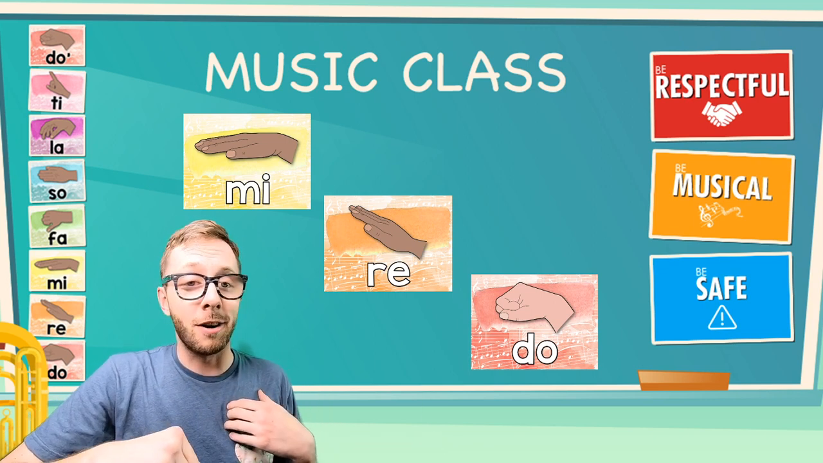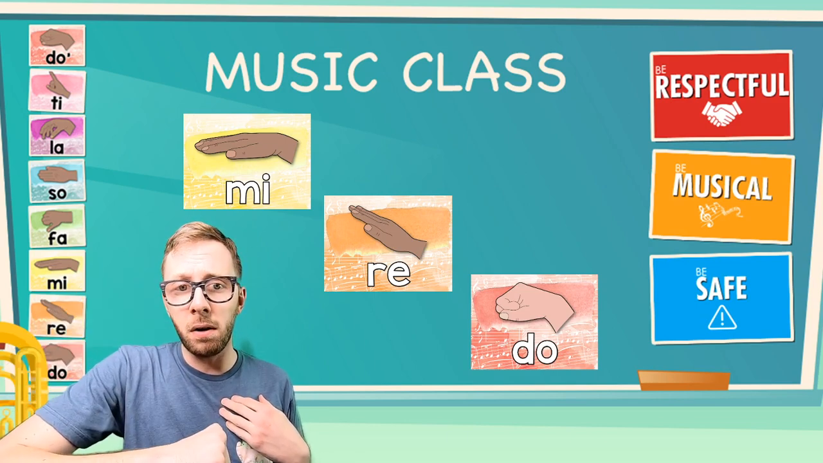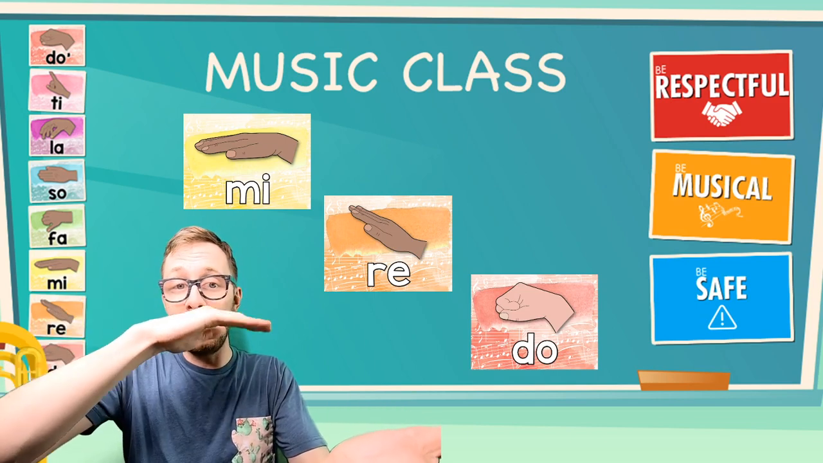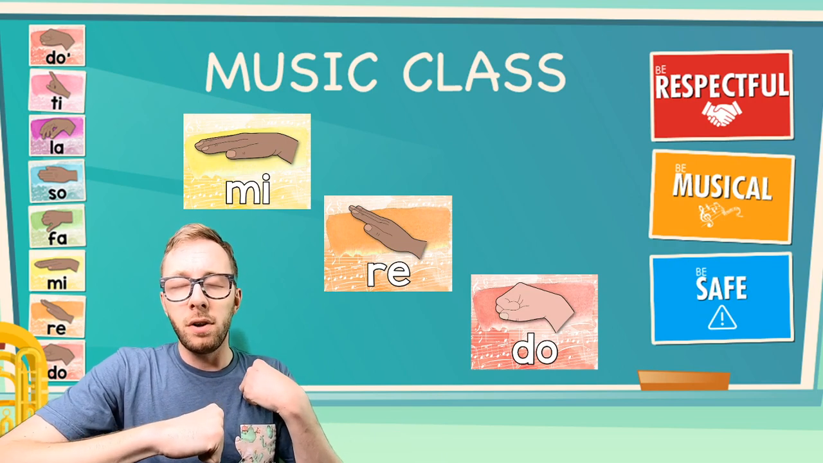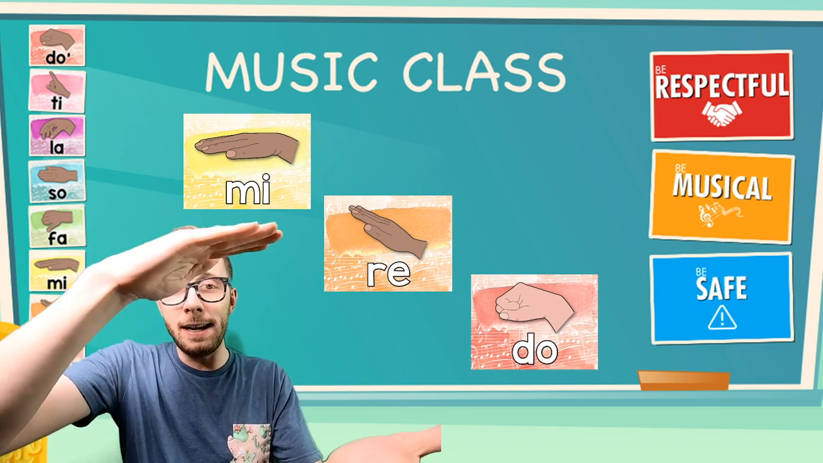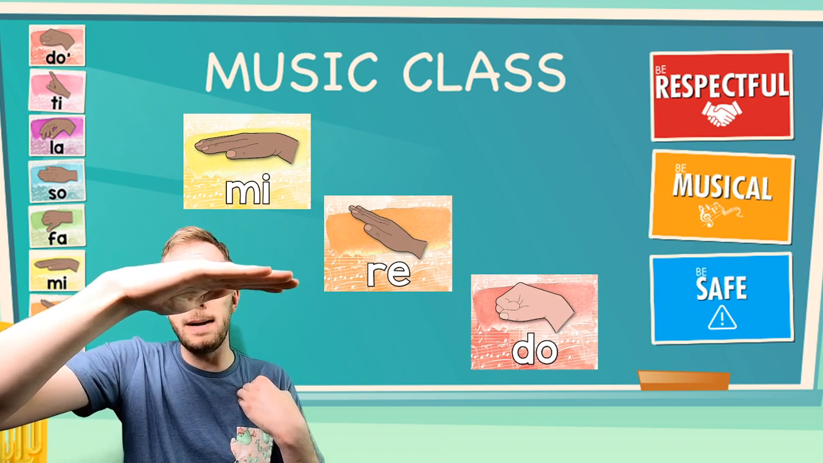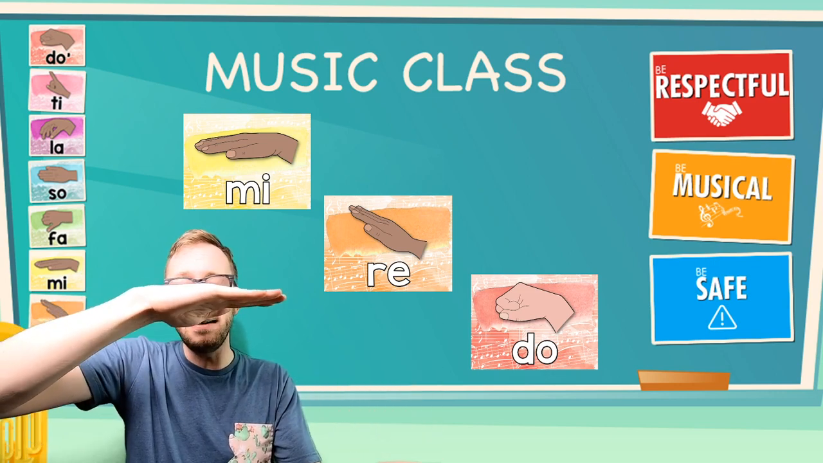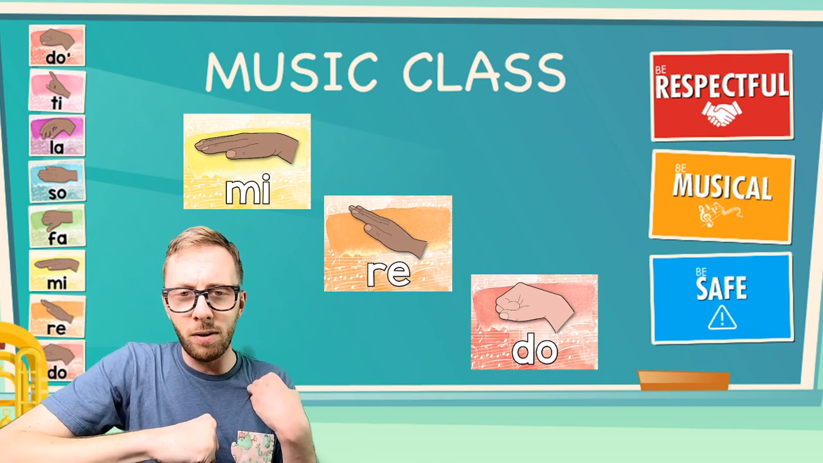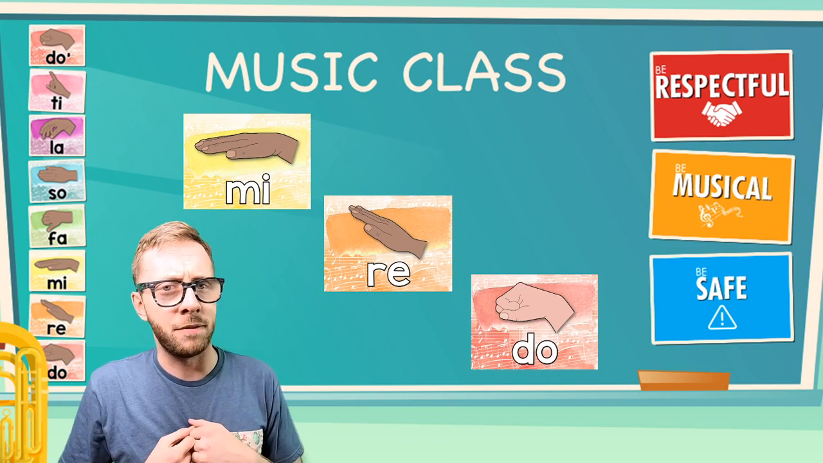I'm going to add in our friend mi. Do, mi, do. Do, mi, do. Do, mi, mi, do, do, do. Mi, mi, mi, mi, do. Nice job singing after me. Let me sing first, and then you repeat after me.